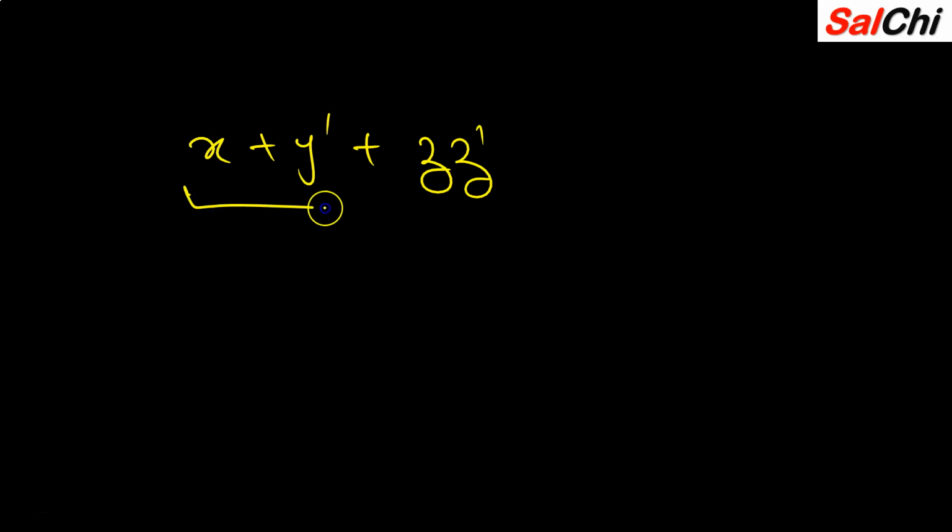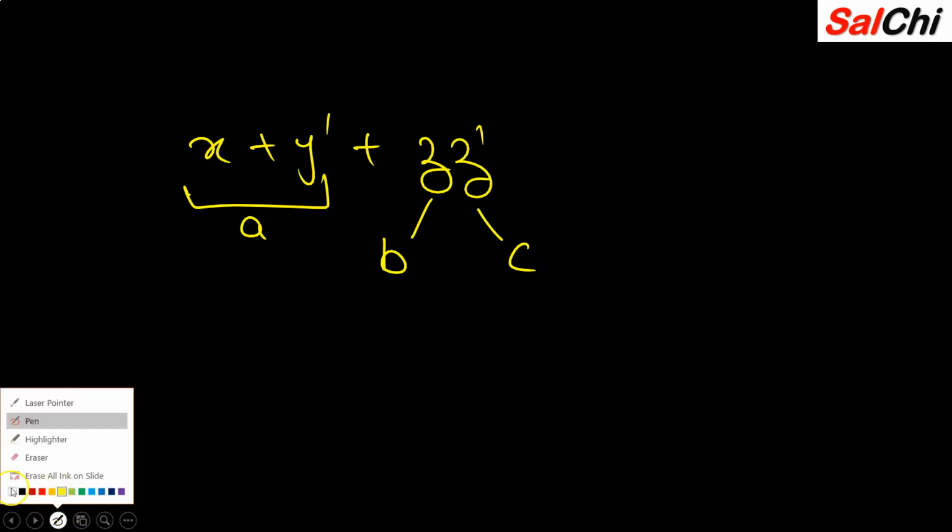Okay, so let's take another example. It is X plus Y complement, plus Y, Z, Z complement. So how to open? First let me consider this as A, the simple non-complement as B, and the complement as C. Just open them. Multiply them.